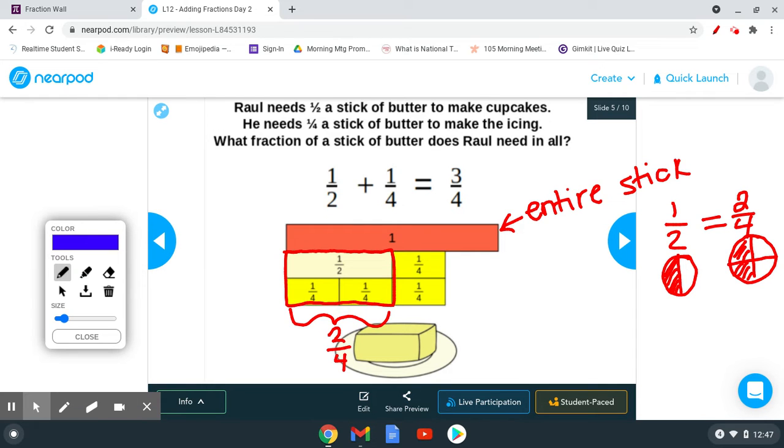So in order to add this problem and get the answer of 3/4, what we actually had to do was trade in the 1/2 for something that's the same value. So instead of doing 1/2 plus 1/4, we had to trade in that 1/2 for 2/4, because now we have the same size pieces. And we can figure out, we used 3 1/4 pieces, or 3/4.